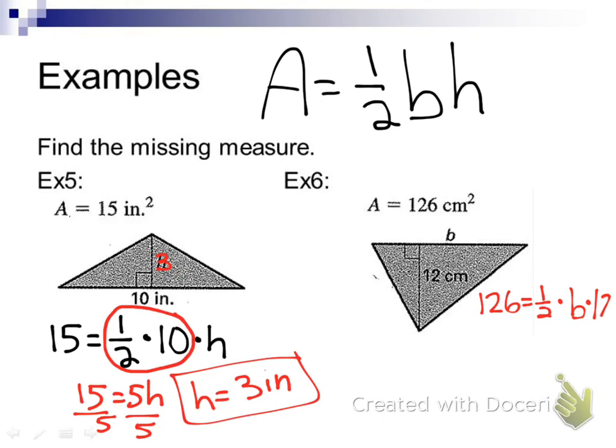Good. Now, you can do 1/2 times 12, even though they're right next to each other. Remember, order is not super important in multiplication. You can rewrite them in any order. So what is half of 12? 6. So on the right side of my equation, I have 6B. Divide both sides by 6, and what does B equal?